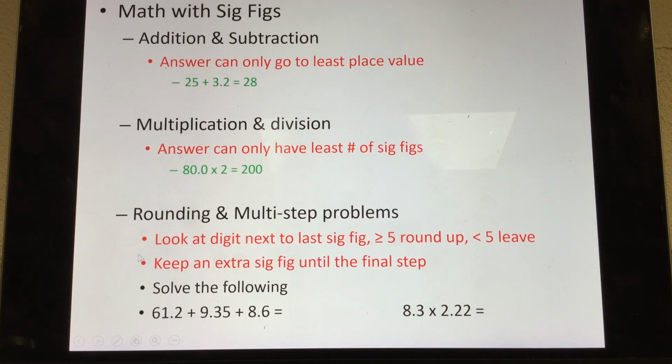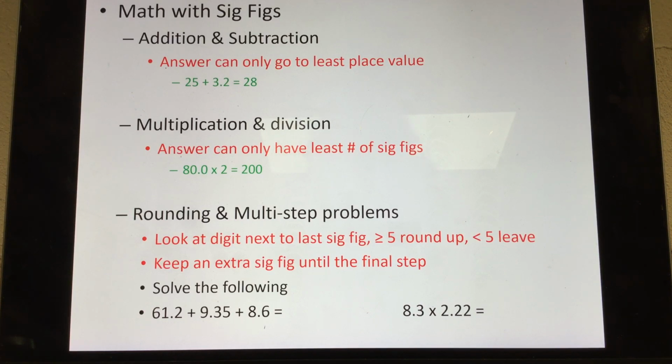And when we have multi-step problems, like in factor labeling or something else, keep an extra sig fig until the very last step of your final answer, and then look at how many sig figs the numbers you were using had. And again, don't use constants and things like that, but always keep an extra sig fig until the end, and then go ahead and figure out how many sig figs your final answer should have.